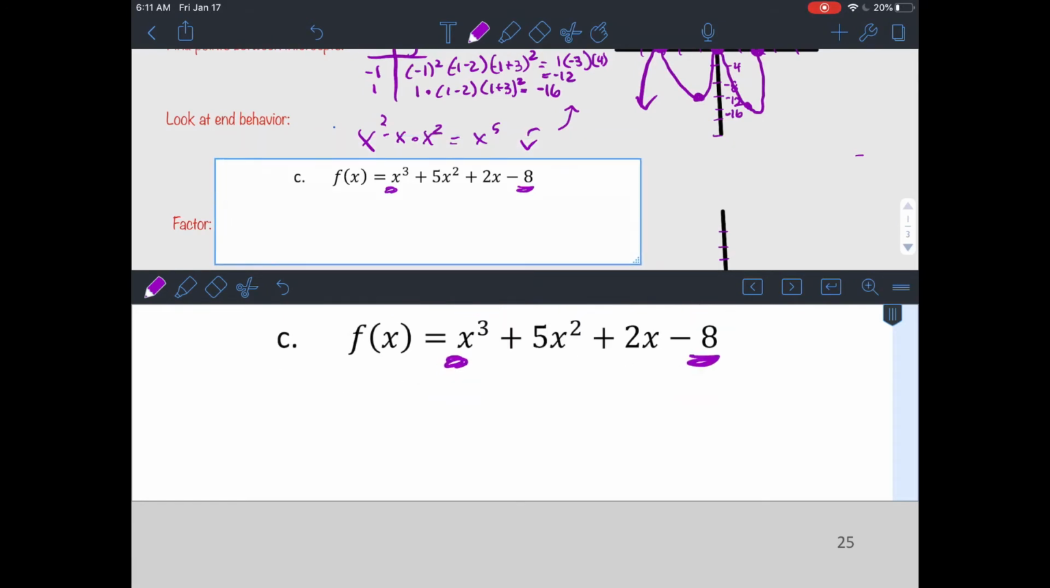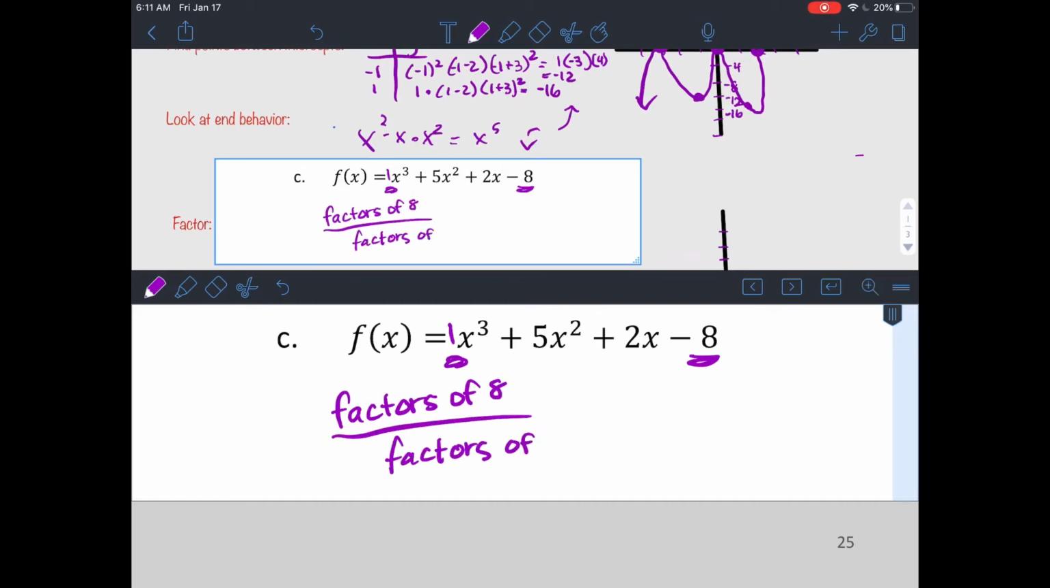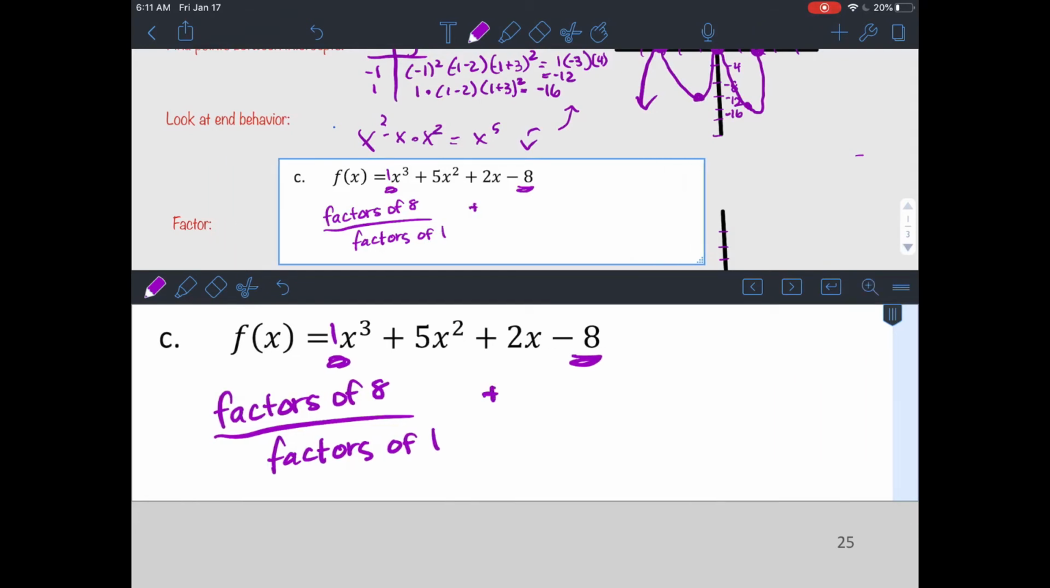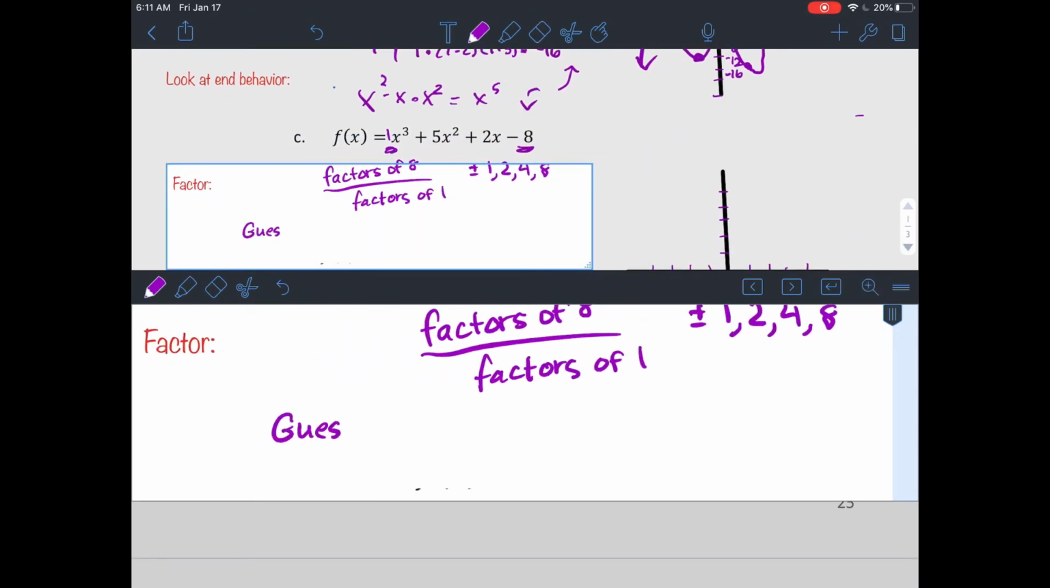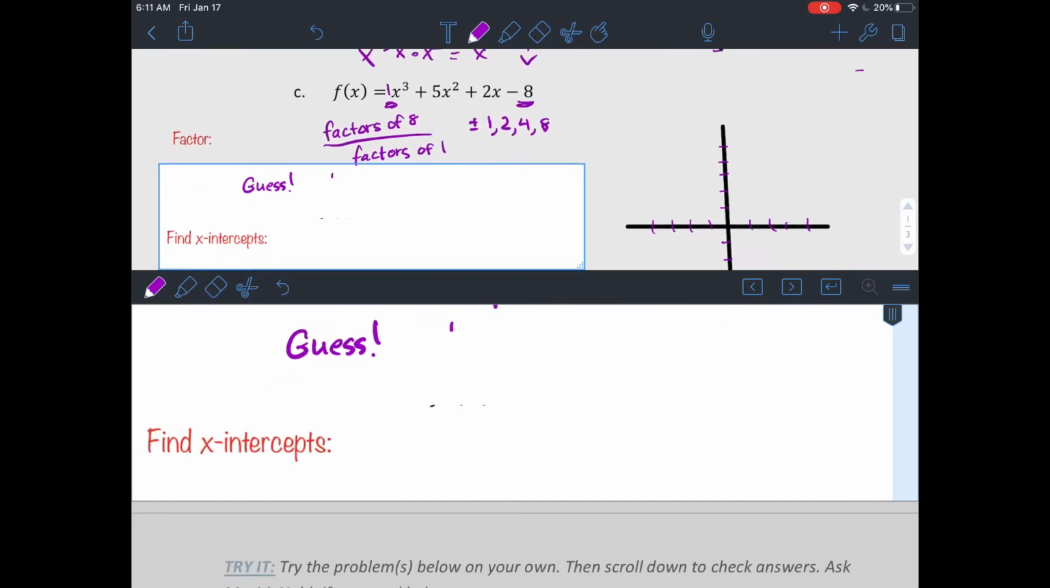This one is not in factored form, which means to get your x-intercepts, you're going to have to put it in factored form, and you're going to have to do a little bit of guessing to figure out what those factors would be. So remember, your possible zeros are your factors of your constant over the factors of your leading coefficient. So your factors of 8 over your factors of 1, which gives you 8 possibilities. So take your best guess. Hope that your guess is good. I'm going to do 1.